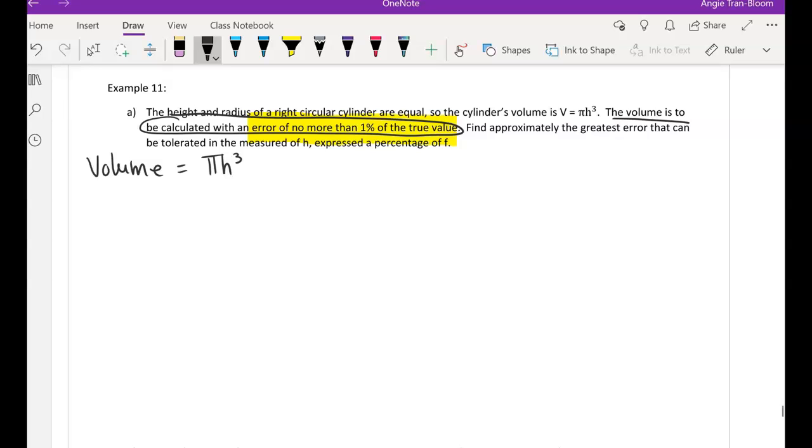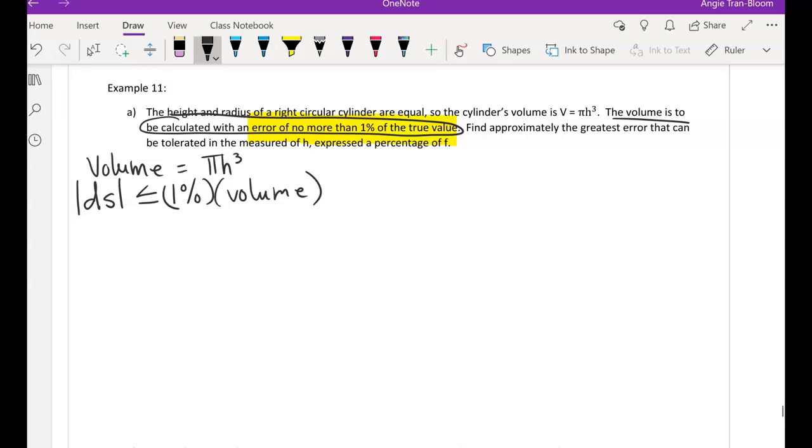Now we're kind of going backwards. I'm giving you the change in the volume, which means that's dV. But remember that when you are talking about error, it can be bigger or it can be smaller, so we are going to talk about an absolute value. The change in the volume cannot be more than 1% of the true value. True value of what? True value of the volume, obviously, because we're talking about the volume. So if it's talking about no more than 1%, technically I can have 1%, just not more than that. So that's why it's an equal sign there.